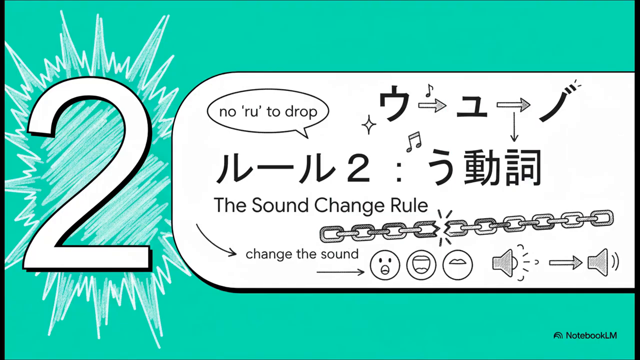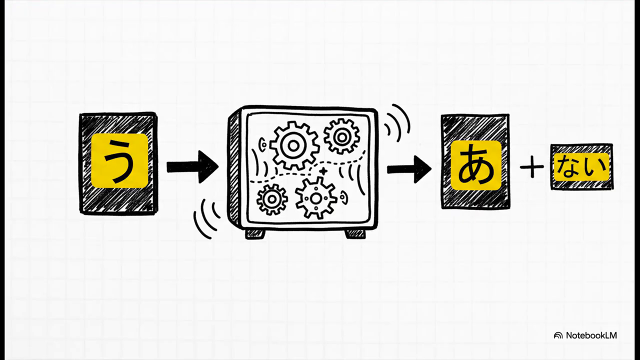Okay, let's move on to our second group, the U-verbs. Now these are a little different because they don't have that convenient ru at the end for us to just drop. But don't worry, they follow a different rule that's just as consistent. It's all about one little sound change. So here's the rule. You take the very last syllable of the verb, which is always going to have an u sound, and you just change it to its matching syllable with an a sound. Then you just add nai to the end.